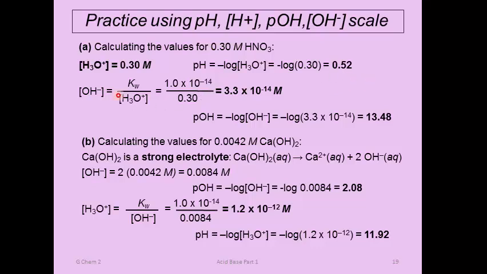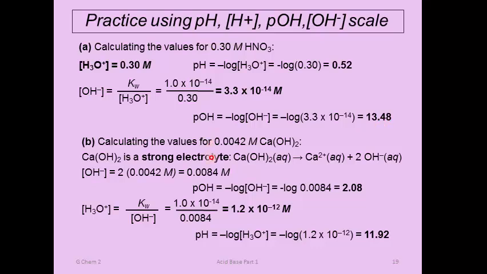The OH concentration, you can always use the relationship from the equilibrium expression for water. Solve, and you end up with 3.3 times 10 to the minus 14th. The pOH, you can solve, but I think the easiest way is, look, if you know the pH, subtract that from 14 and you'll end up with the pOH.